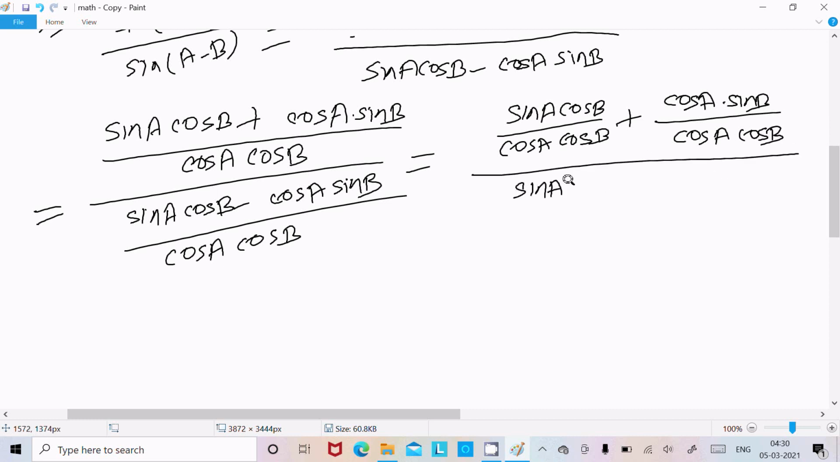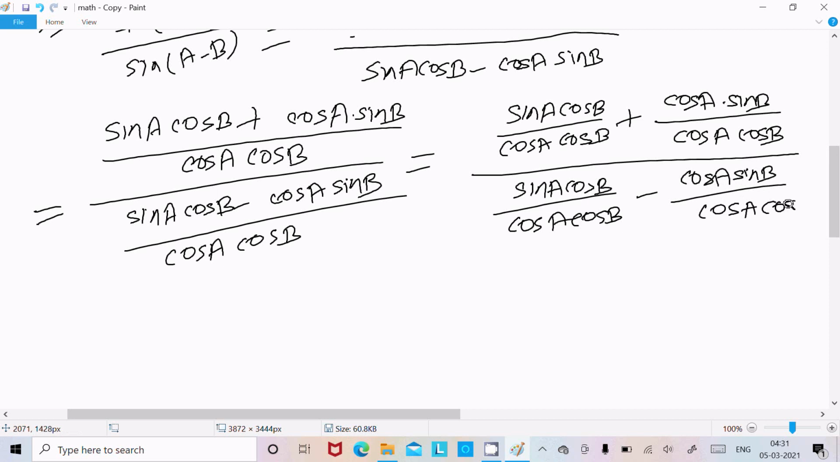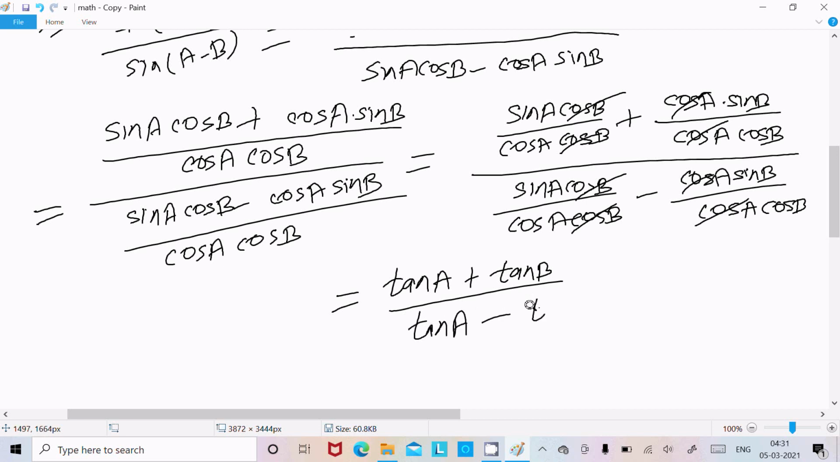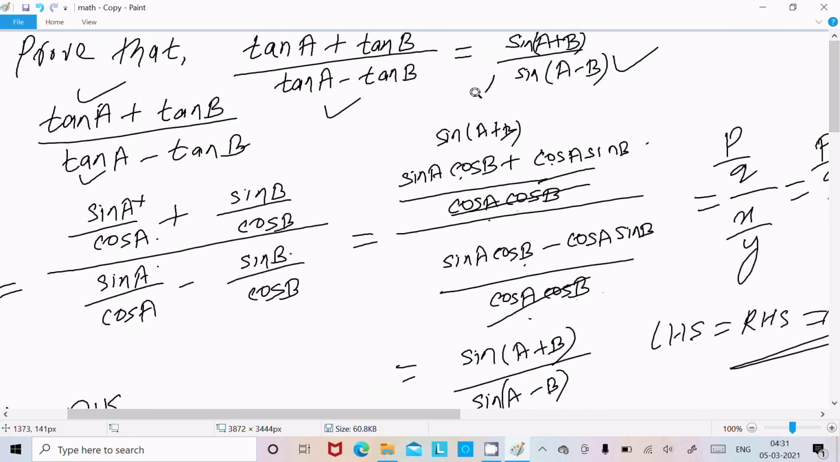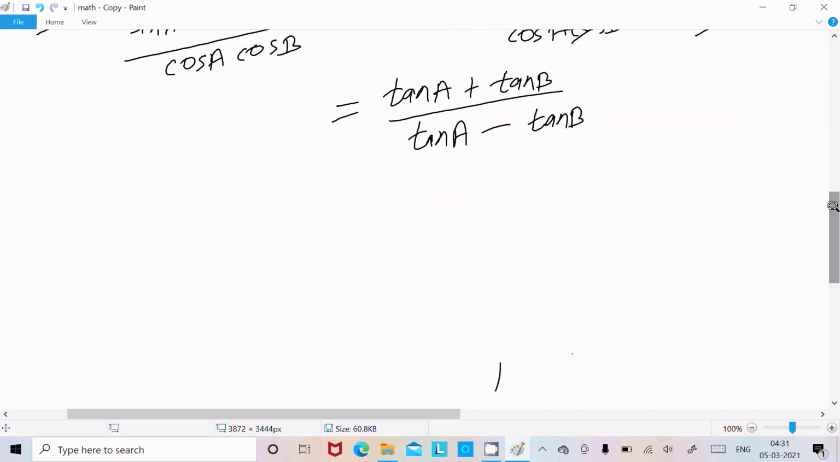Now here sin A cos B over cos A cos B, and here cos A sin B over cos A cos B. So cos B cancels, cos A cancels, cos B cancels, cos A cancels. So sin A by cos A becomes tan A, plus sin B by cos B becomes tan B. Now sin A by cos A becomes tan A, minus sin B by cos B becomes tan B. So here it's proved. Write LHS equals RHS, proved.